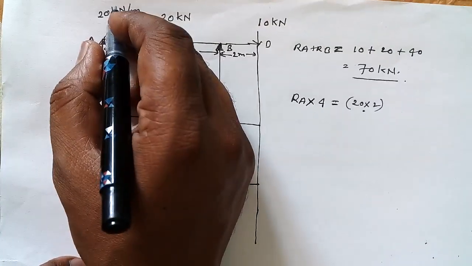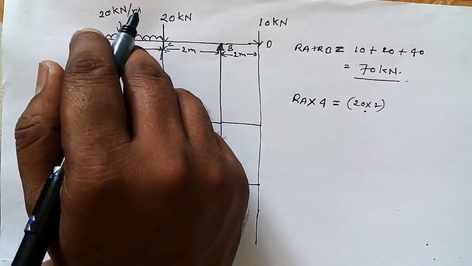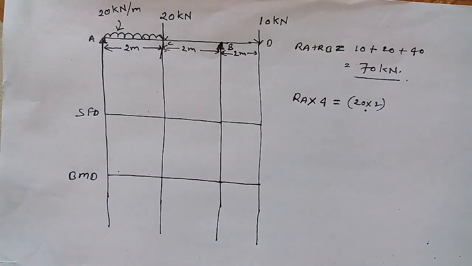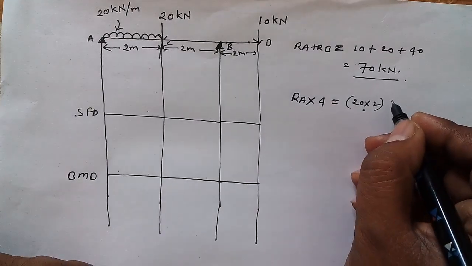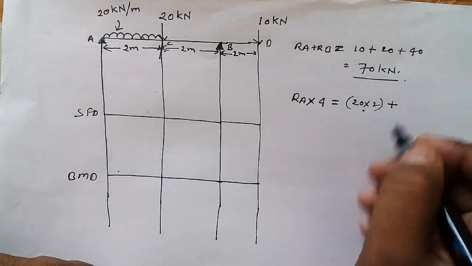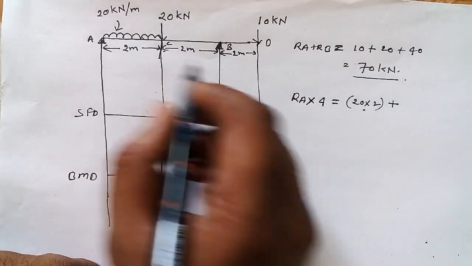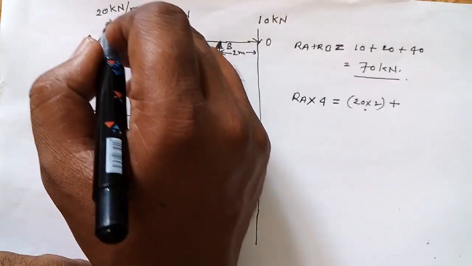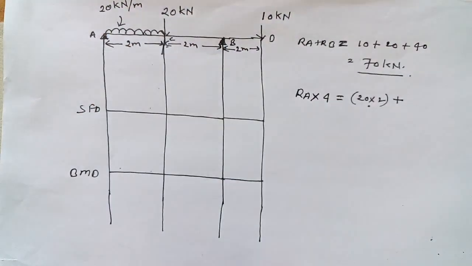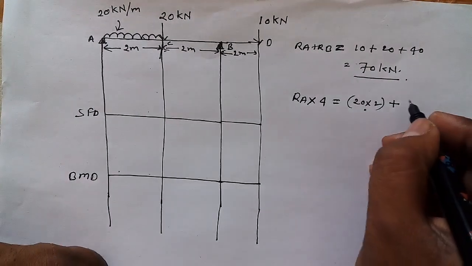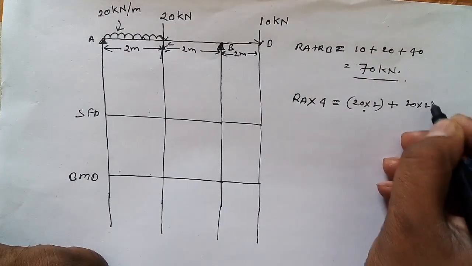Another thing is there, this is important. If you haven't watched all my videos of SFD and BMD, then you need to concentrate on the next step that I am going to share with you. Now as usual I have to write plus sign. So I have to first multiply these two, that's how I can find out the total load, that is 20 into 2.